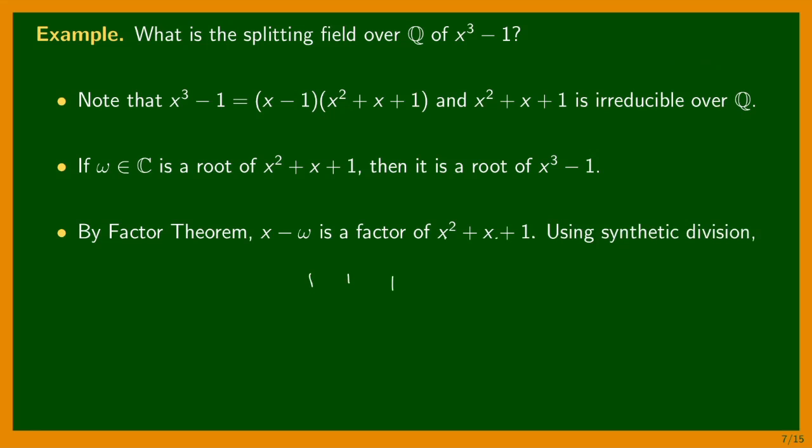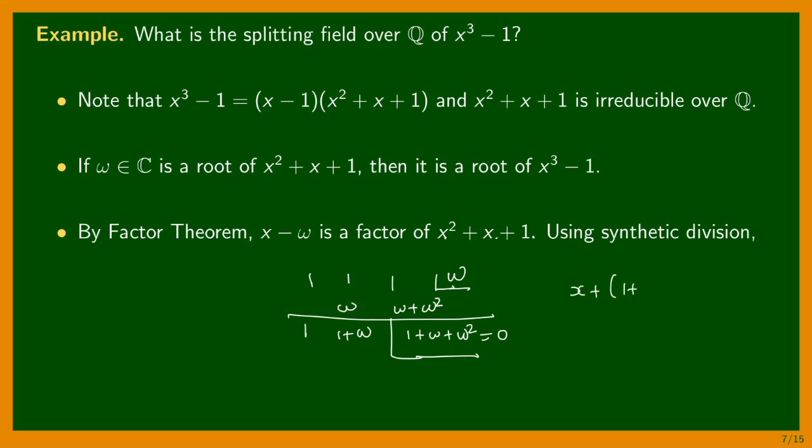Kukunin ko to. Ba't ako gagamit ng synthetic division? Para makuha ko yung other factor, linear factor. 1 times omega, omega squared. This is 1 plus omega. This is omega plus omega squared. As you can see, yan dito, 1 plus omega squared. Sabi ko nga, si omega ay root kasi nito. So, ito ay 0 na. So, what's the other factor? The other factor is ito, x plus 1 plus omega.